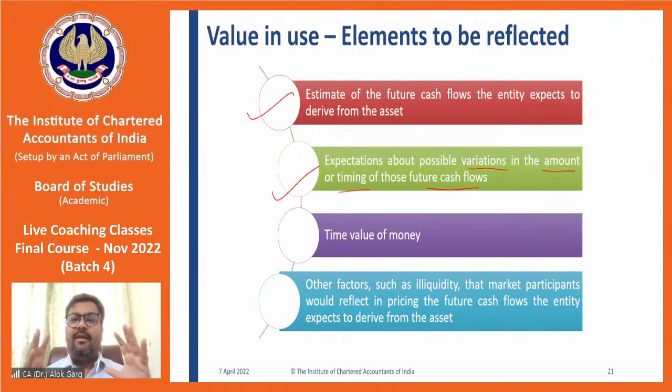So the thing is very clear. If you need to estimate future cash flow, it should be from the underlying asset, right? You have to take into consideration possible variations. You have to take an appropriate discount rate for discounting the cash flows, for arriving at a value in use, right?